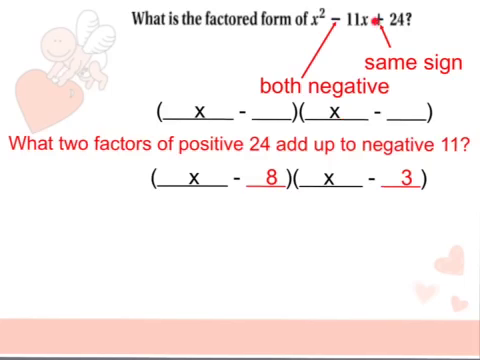We look at the sign in front of the c term. It's positive, which means they're both going to be the same sign. That same sign is a minus sign. Then we're going to find out what two factors of 24 add up to negative 11.